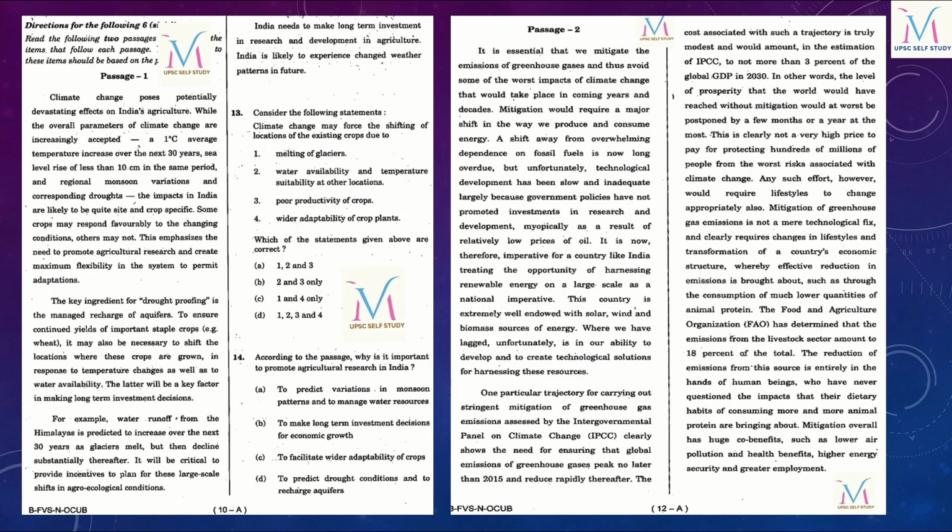2 and 3. And coming to the 14th. According to the passage, why is it important to promote agriculture research in India? To predict the variations in monsoon pattern and to manage water resources, to make long-term investment decisions for economic growth, to facilitate wider adaptability of crops, to predict drought conditions, and to recharge aquifers. So for the 14th question, option C is correct. To facilitate wider adaptability of the crops.